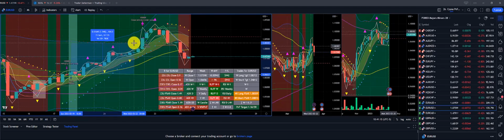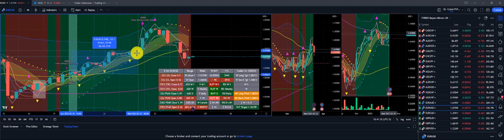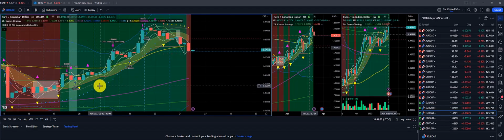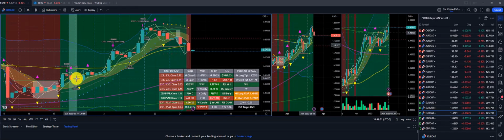Euro US dollar, everything in alignment for this week. Not a bad trade. PSR in alignment, everything in alignment. Nice 164 pip gain. Euro Canadian dollar, same thing. Everything in alignment. Beautiful trade with the PSR.